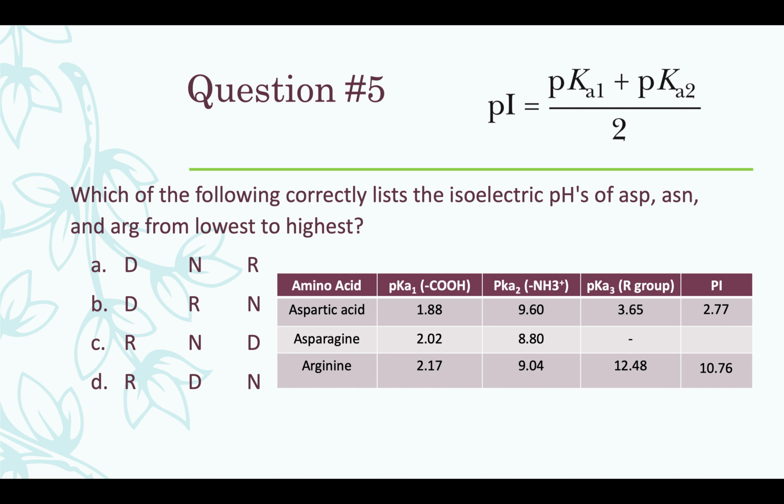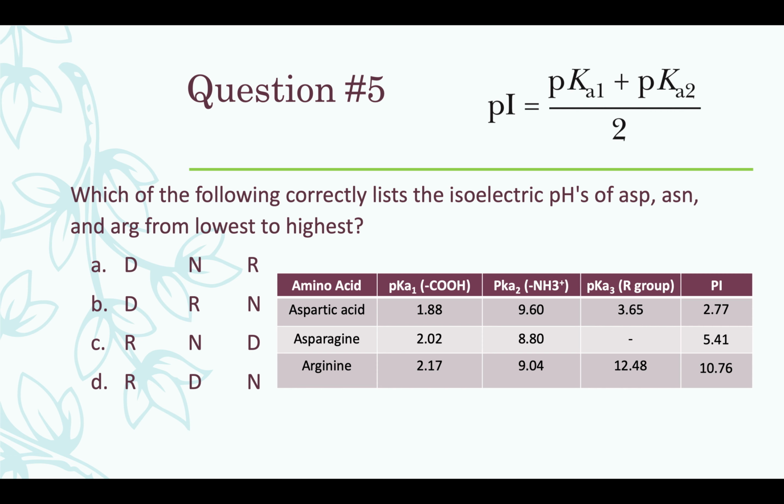Now lastly, for asparagine, we said that it has a polar uncharged R group. And you can see in the table that you don't have a pKa value for the R group because it is uncharged. So you don't have a choice but to use the available pKa values. So the pI here is 5.41 after invoking the formula.